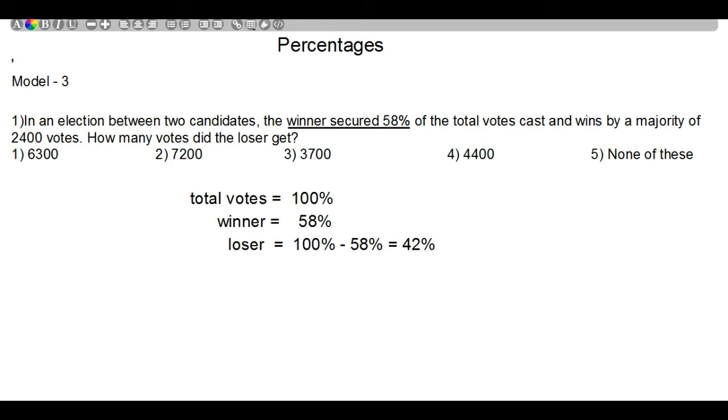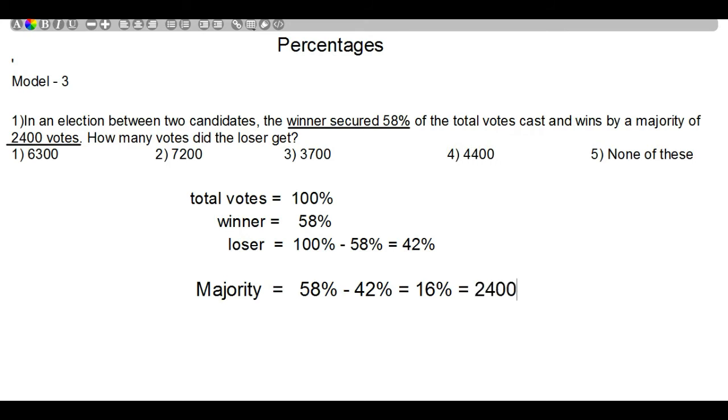The next part of the question says the person wins by a majority of 2,400 votes. Now what is majority? It is nothing but the difference between the number of votes of the two persons. So we can say that majority is equal to the number of votes obtained by winner minus the number of votes obtained by loser. We very well know that winner has obtained 58% of the votes and the loser has got the remaining percentage, that is 42%. So very clearly the majority here, 58% minus 42% is equal to 16%. And as given in the question, this 16% is equivalent to 2,400.